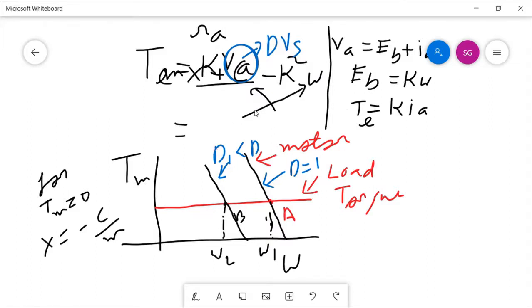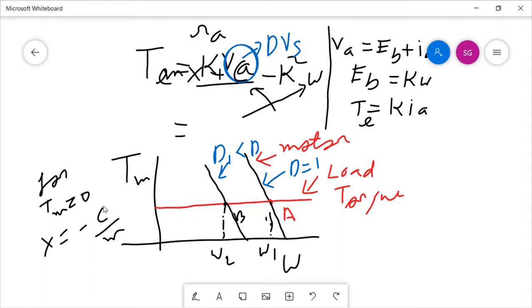So let us continue. We were talking about shifting the motor characteristic to shift the operating point from A to B, such that the load now works at omega 2 speed. Let us say this characteristic is for duty ratio 1. Now if we decrease this duty ratio to D1, then this x-axis coordinate will change. The C value will change.